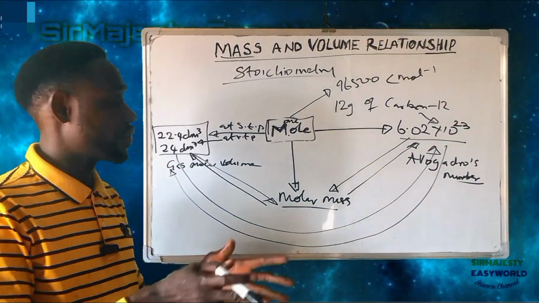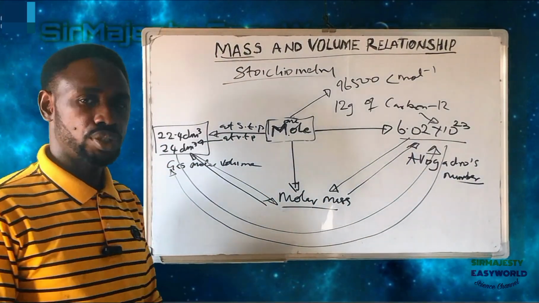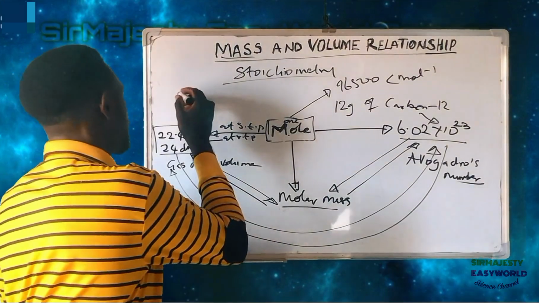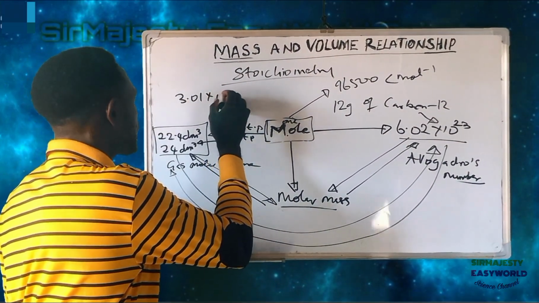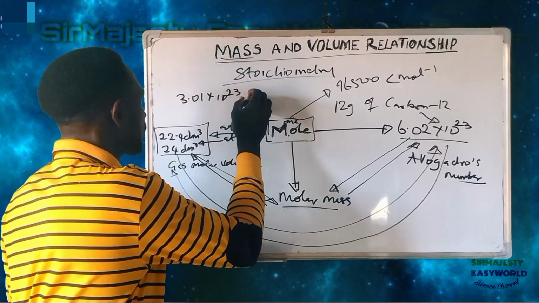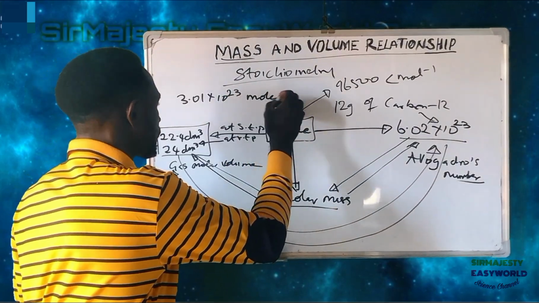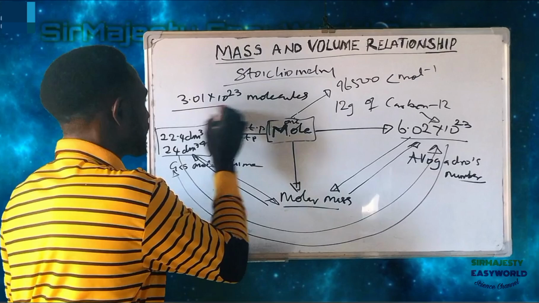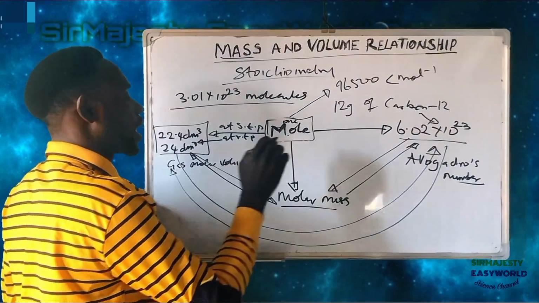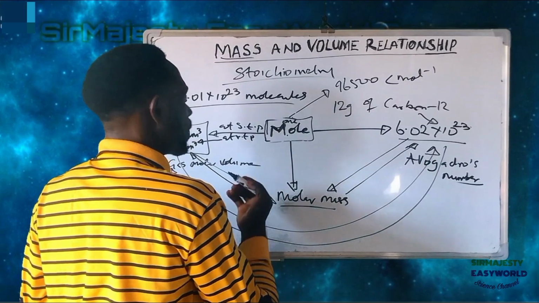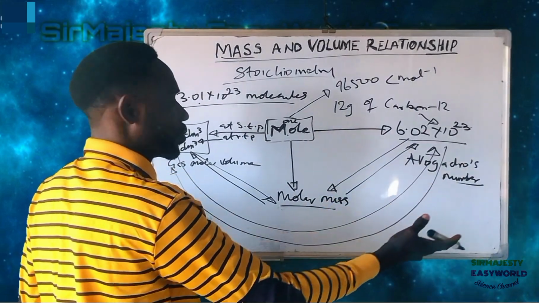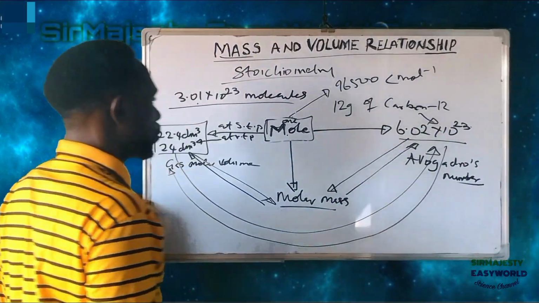For instance, if I ask you, how many moles of gas are there in 3.01 times 10 raised to the power 23 molecules of gas? How many moles are there in these molecules of gas? Look at the fact. 6.02 times 10 to the power 23 is equal to 1 mole. Therefore, this is equal to how many moles? You see how it is working. So just see the explanation.